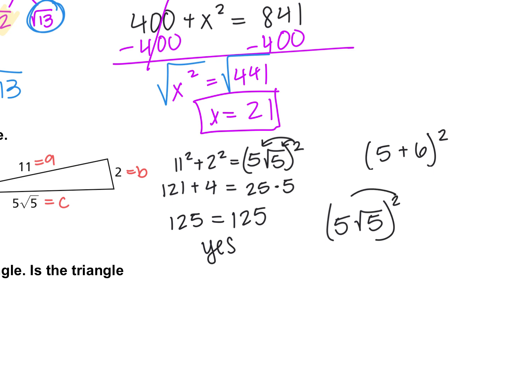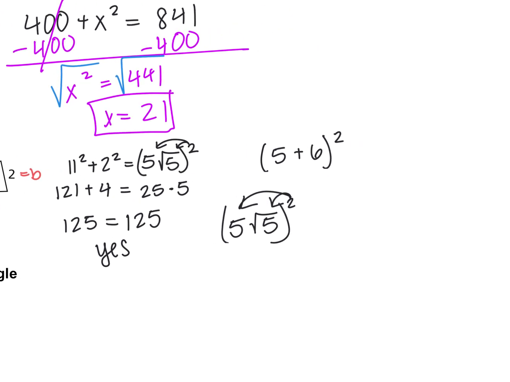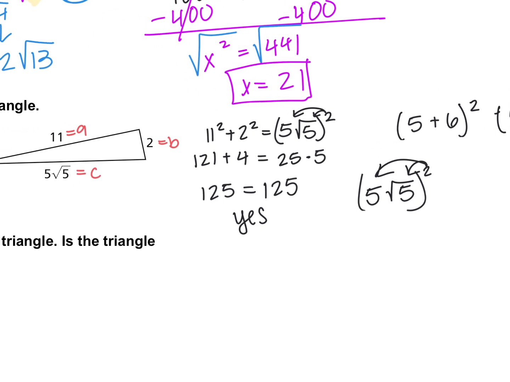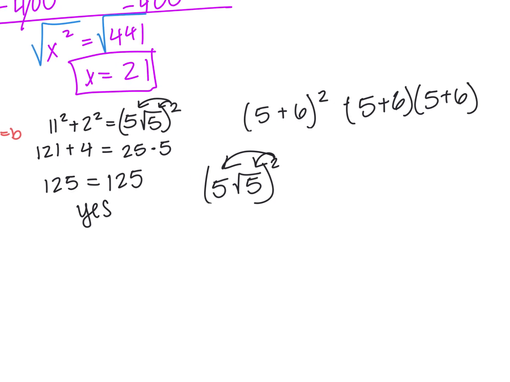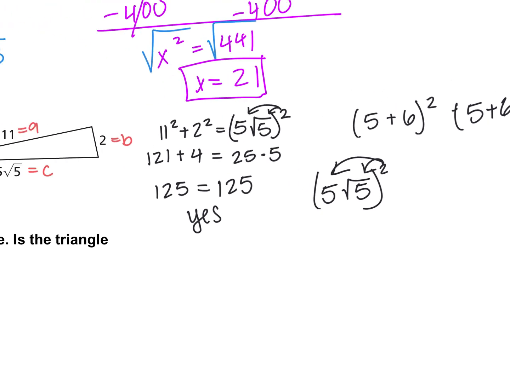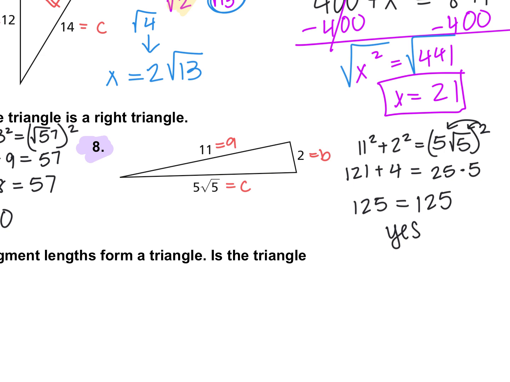This one, I'm just distributing my 2. Okay. This one, if you want to write it out twice, it should be a 6. This one you have to FOIL. Okay, I get it now. Because 5 radical 5 as a decimal, I plugged it in, it would be 11.2, and it's the largest side.